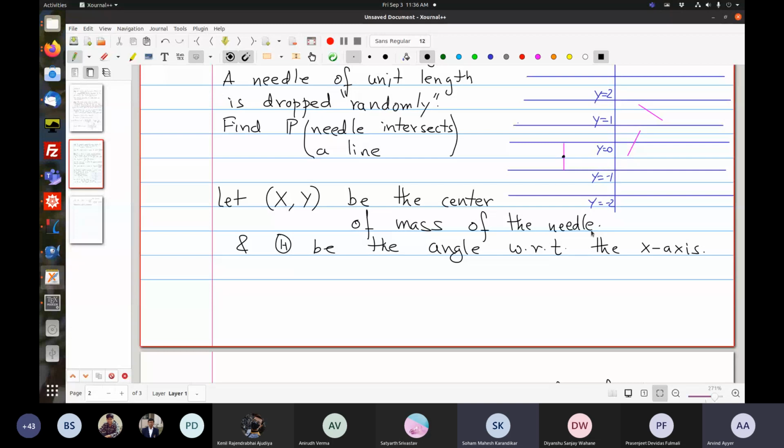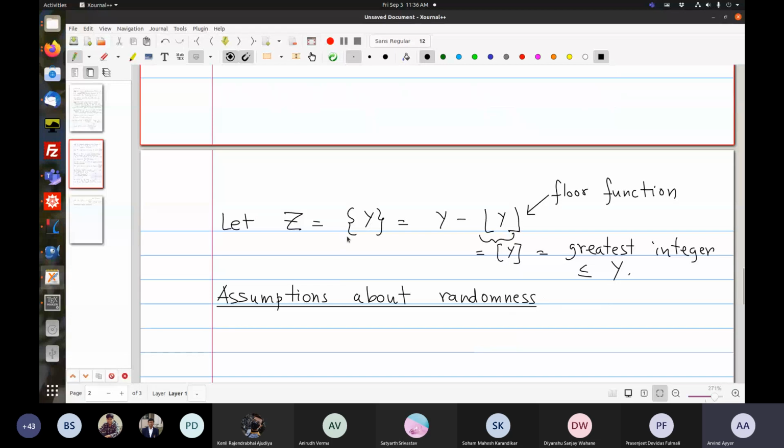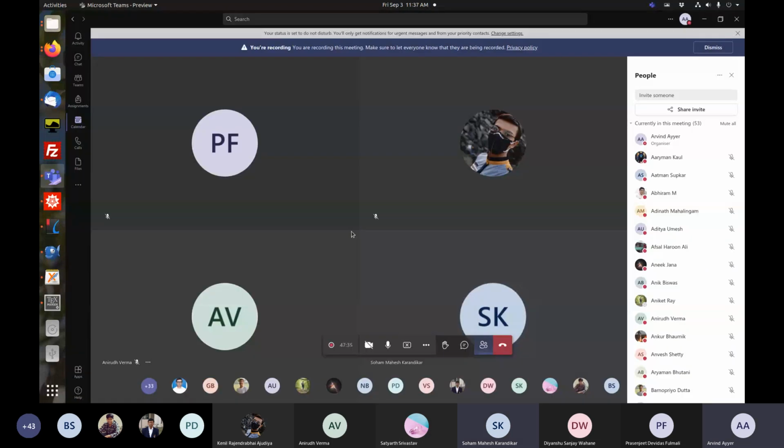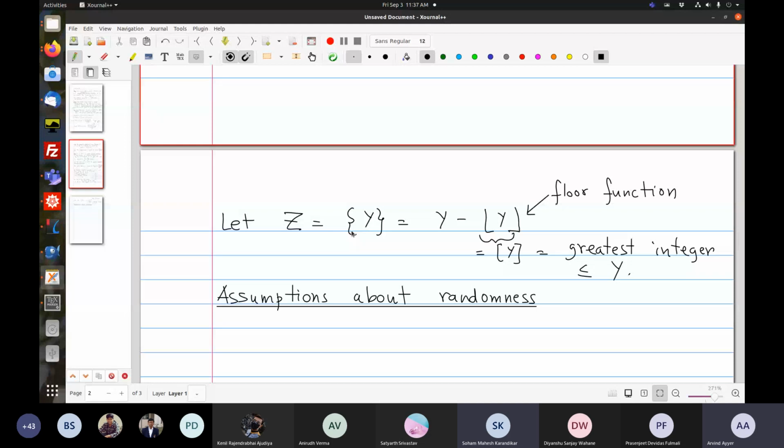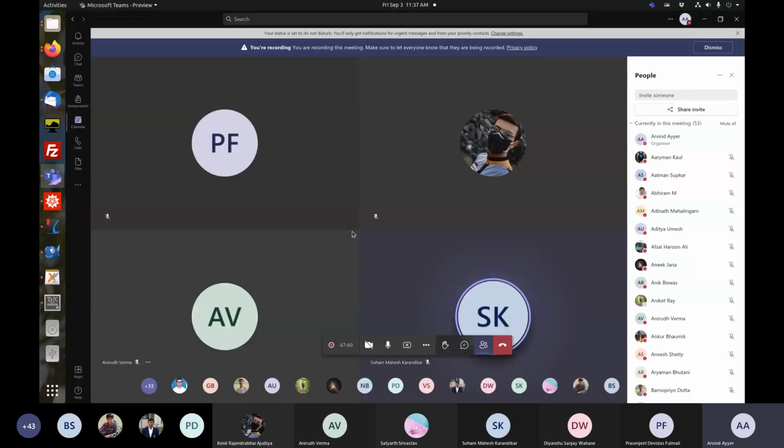So it can be anywhere between 0 and half. No, why just 0 and half? Can't it be between half and 1? This is the fractional part, no? The fractional part of 1.7 would be 0.7, no? Why can't it be between half and 1? So then it would lie anywhere between 0 and 1. Correct. Okay, very good. So that's the first step. It will lie anywhere between 0 and 1, but I want to make specific assumptions about the randomness.